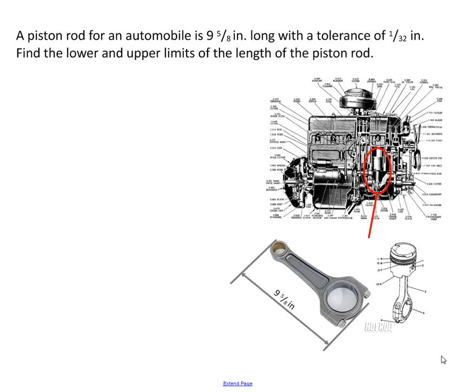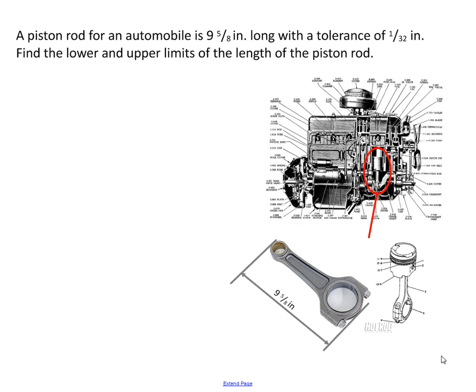Welcome back. Let's finish up our discussion on section 2.8 on absolute value inequalities, this time by talking about an application. This is sort of an interesting one. The problem we're given here is that a piston rod for an automobile is 9 5/8 inches long with a tolerance of 1/32 of an inch. It says find the upper and lower limits of the length of the piston rod.